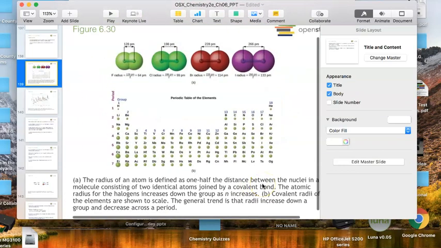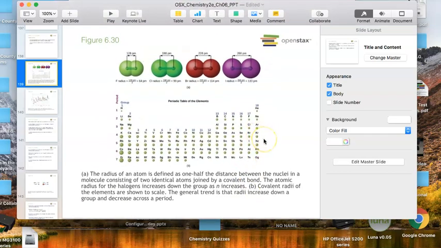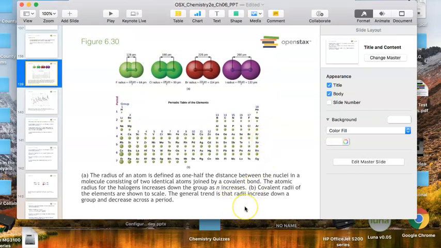All right. They're just reminding us the radius of an atom is defined as 1/2 the distance between the nuclei in a molecule existing with two identical atoms joined by a covalent bond. Atomic radius for the halogens increases down the group as n increases. Covalent radii of elements are shown to scale here. The general trend is that the radii increase down a group and decrease across a period. So they get smaller across the period.